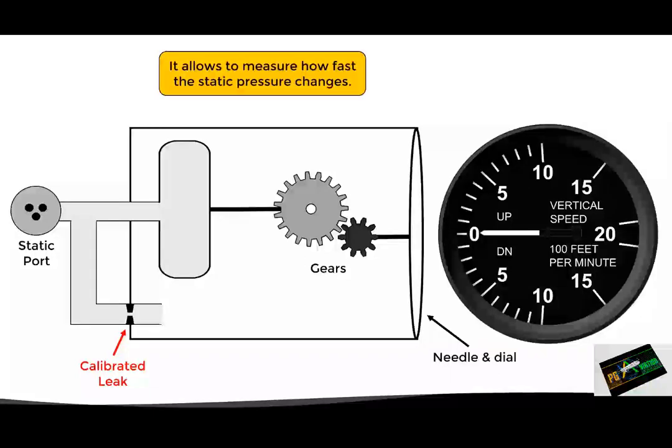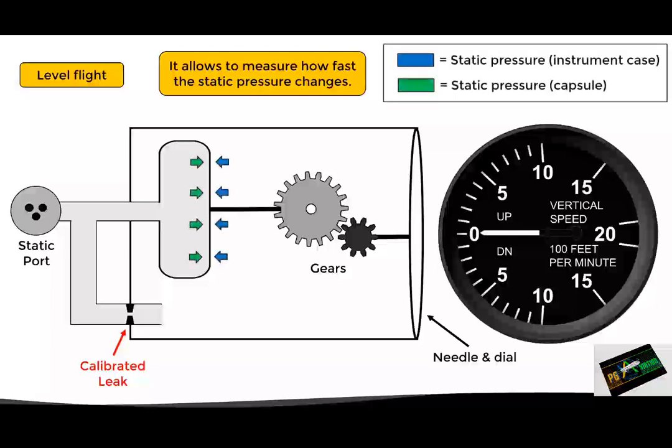Let's see how by means of this example. First, let's look at the level flight situation. In this case, the pressure inside the instrument case and the pressure inside the capsule are equal. Therefore, the needle will point to 0 feet per minute. The situation changes if the aircraft starts climbing or descending. Let's look at the descent scenario first.